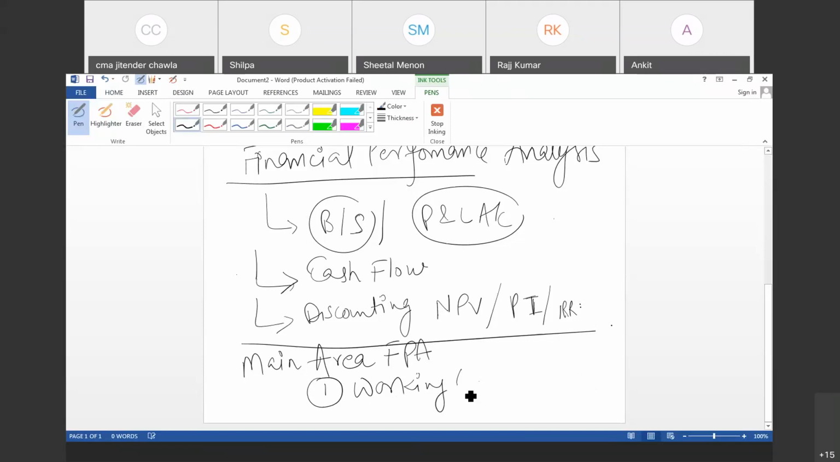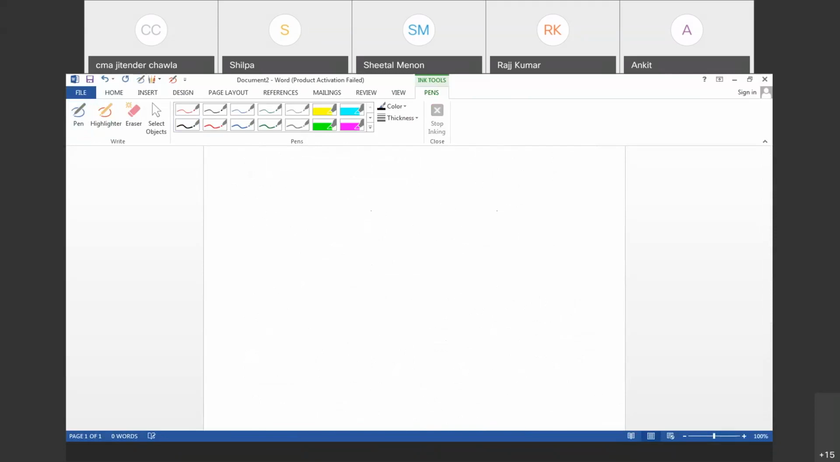What is working capital? Any one of you? Please reply. What do you mean by working capital? I'm talking about financial performance analysis; the first segment is working capital. And what is the formula? Current asset minus current liability, am I right?